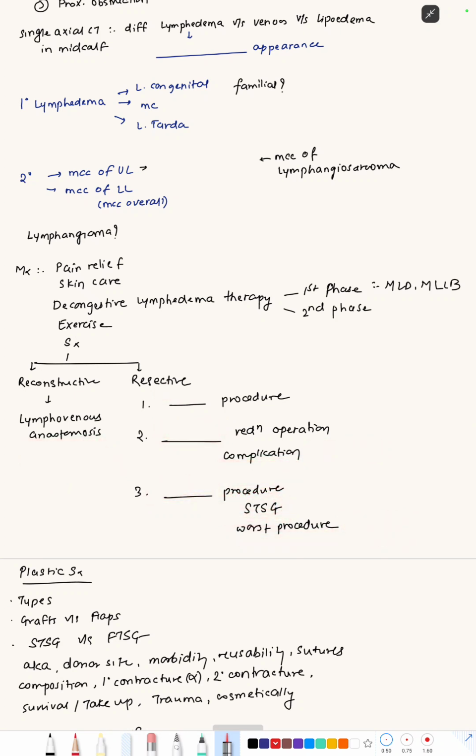Other is the Homan's procedure. In Homan's procedure, skin resection is done, wedge resection is done. The most common complication is going to be skin necrosis. So this is everything about the vascular surgery.